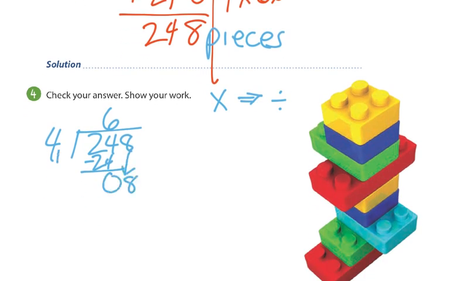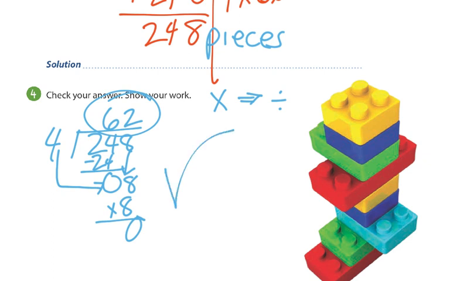Bring down the 8. 4 goes into 8 2 times. 62 is how many sets they start out with. I'll put a big check mark because I checked my work.